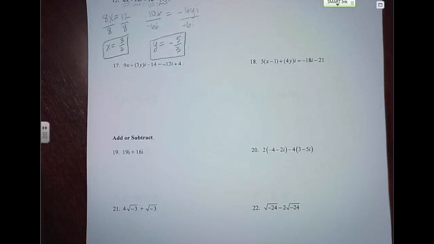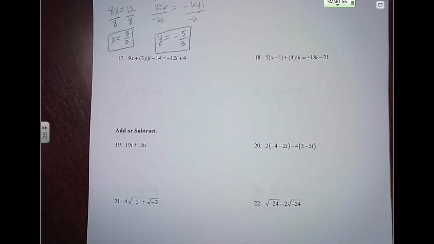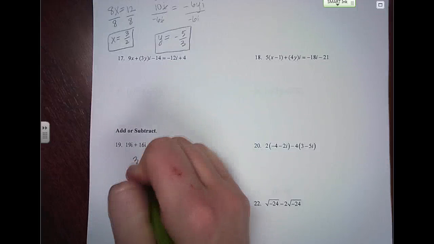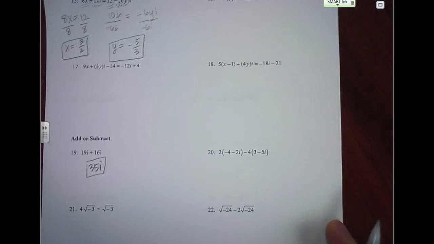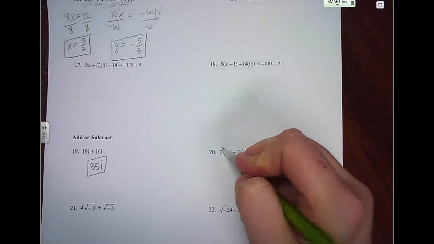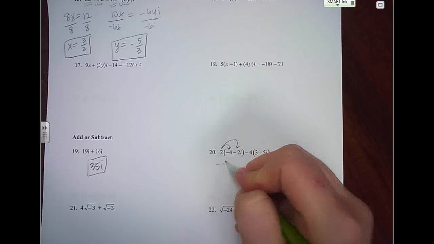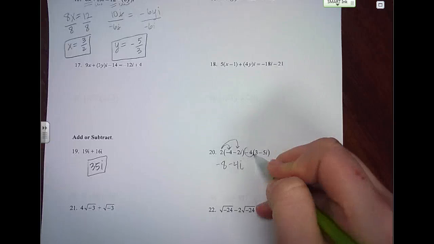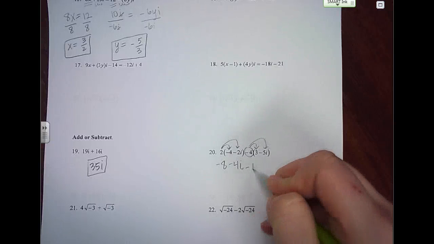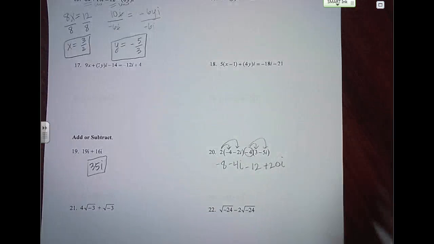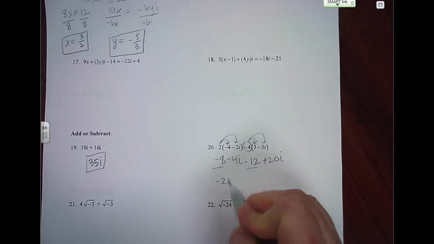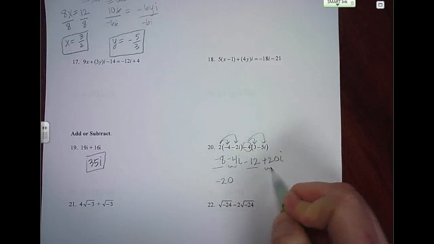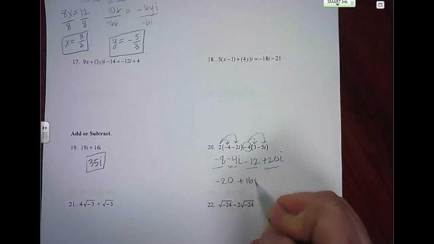Okay, adding and subtracting. So here you're just going to combine like terms. So like on number 19, you're just adding 19i plus 16i. So you'd get 35i, and you just leave it like that. On one like number 20, we're going to distribute first. So if I distribute the 2, I get negative 8 minus 4i, and then distribute the negative 4, negative 12 plus 20i. And now just combine like terms. So negative 8 minus 12 is negative 20, and negative 4i plus 20i would be positive 16i.